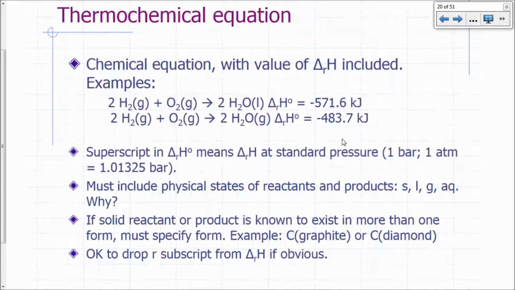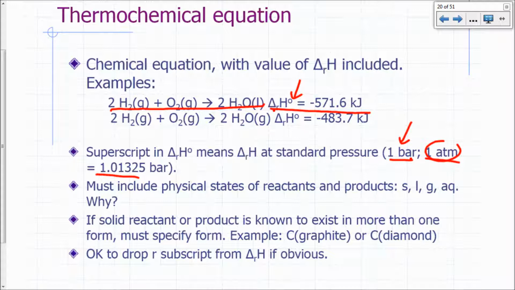A thermochemical equation summarizes the energy changes that accompany chemical reactions. A thermochemical equation is a chemical equation that has attached to it the value of the delta H associated with that reaction. Now, if you see that superscript 0 there, that means you're assuming a constant pressure of 1 bar. The old standard pressure is 1 atmosphere, which is about 1% higher than 1 bar. Most freshman chemistry textbooks still use 1 atmosphere as a standard pressure, but the modern standard pressure is 1 bar.